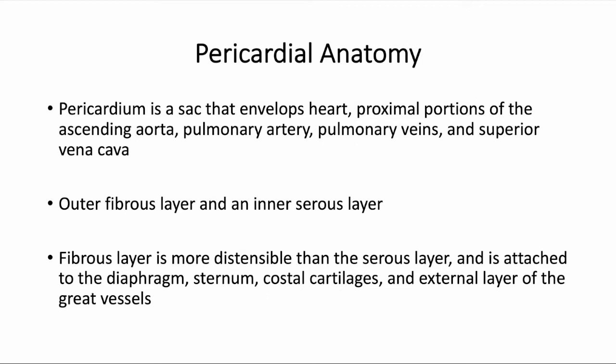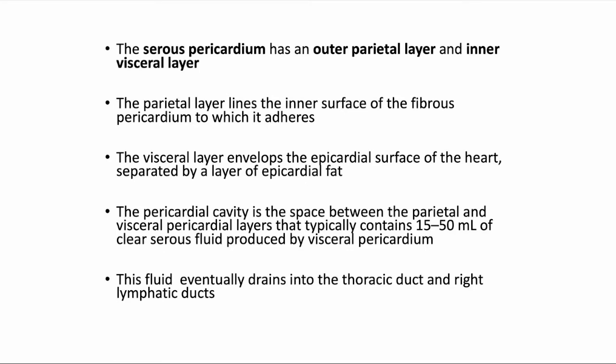Pericardium is a sac that envelopes the heart and the proximal portions of the great vessels. It has an outer fibrous layer and an inner serous layer. The fibrous layer is more distensible than the serous layer and it is usually attached to the diaphragm, sternum and costal cartilages and the proximal portions of the great vessels. The serous pericardium has an outer parietal layer and an inner visceral layer. The parietal layer lines the inner surface of the fibrous pericardium to which it is adhered closely, and the visceral layer envelopes the epicardial surface of the heart. Usually the pericardial cavity houses about 15 to 50 ml of fluid which can be physiological.